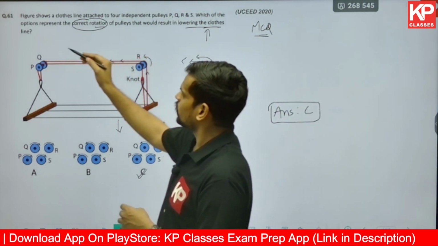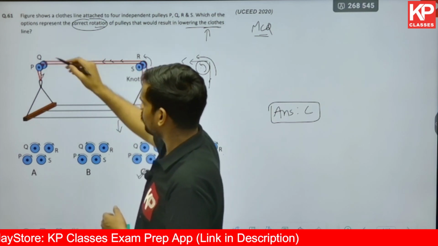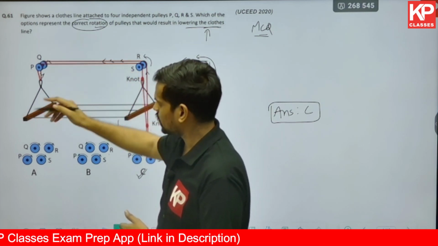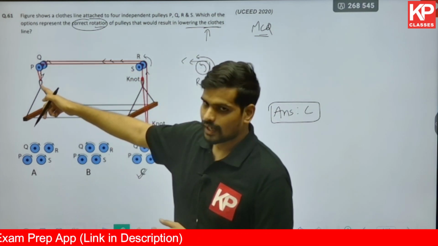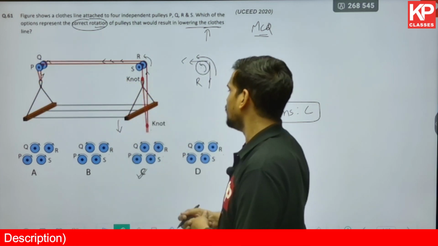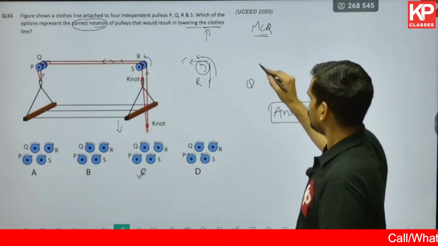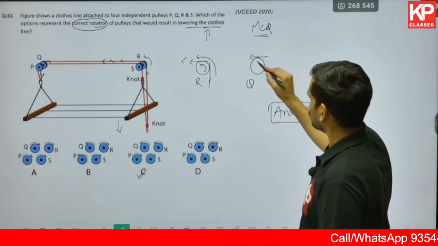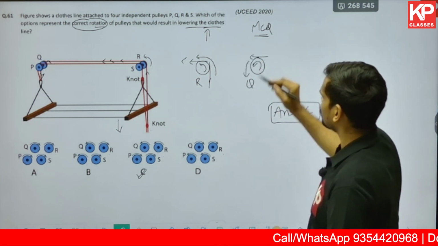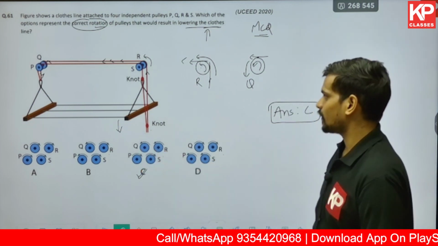Now the rope has to move in this direction. At Q also there should be a movement in the downward direction, because I told you this, at this particular connection there will be an increase in length, there has to be movement downwards, right? So at Q, this is the pulley, the rope has to move in this direction, so there has to be an anti-clockwise rotation again. So at Q there is an anti-clockwise rotation.